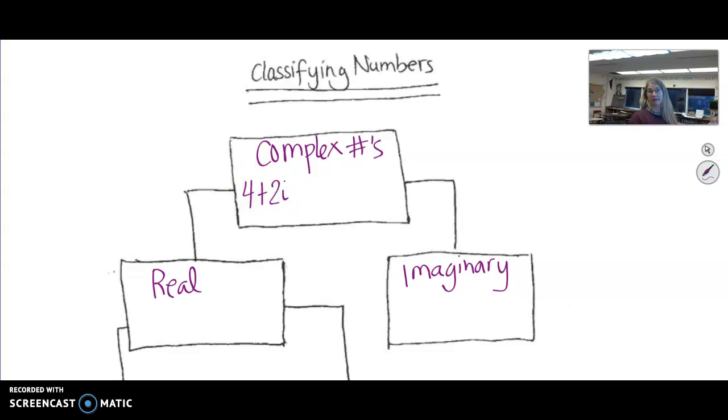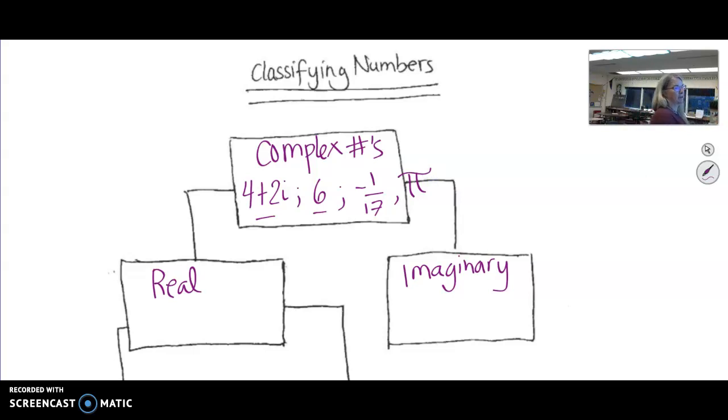Because, well, it has a real part and an imaginary part. The number 6 is a complex number. All numbers are complex numbers, but then we can split them into real and then imaginary. So this first example is going to go under imaginary. The second example would be a real number. You can have negatives, you can have fractions, you can have irrational numbers like pi. The complex numbers encompass all the numbers that exist.